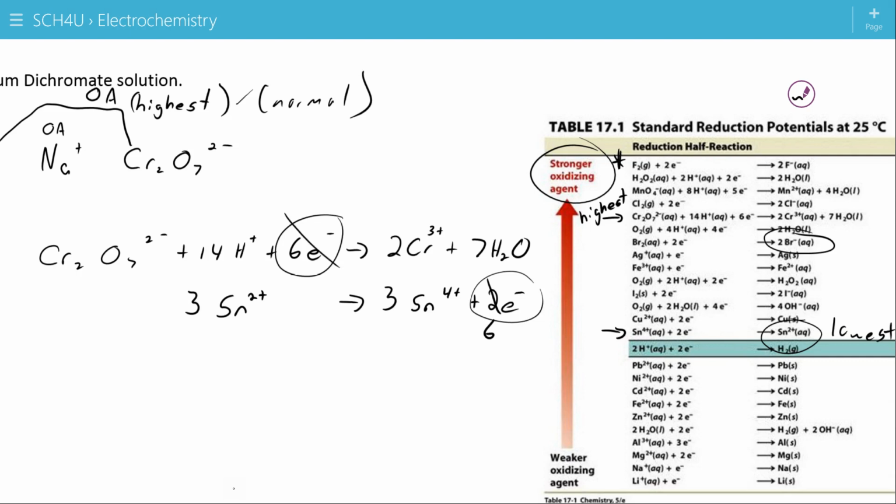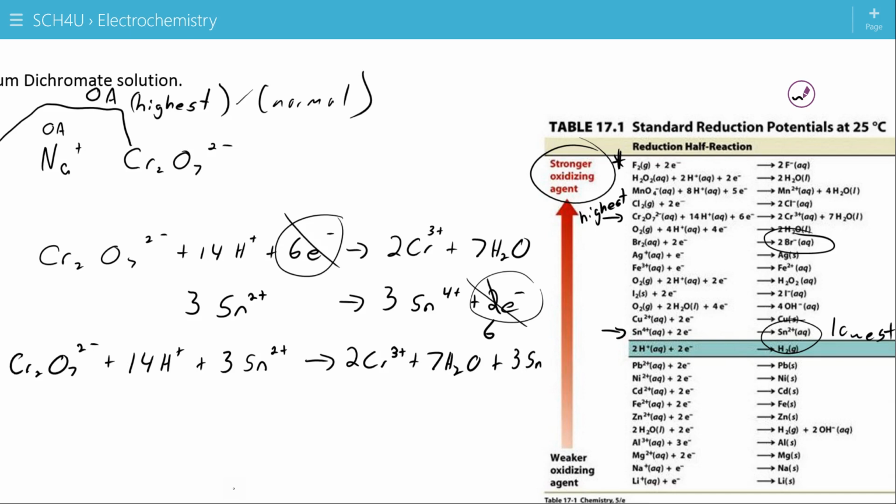Then to write the overall reaction, I can cancel the electrons and I get dichromate plus a whole bunch of hydrogen ions, plus 3 Sn2+, turning into 2 Cr3+, 7 waters, and 3 Sn4+.